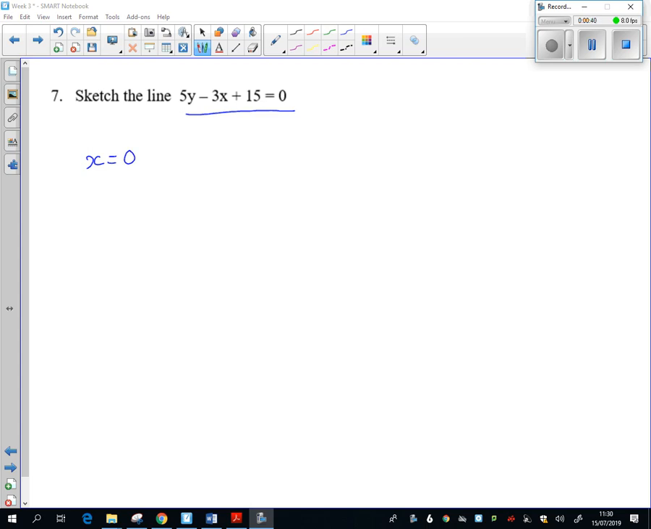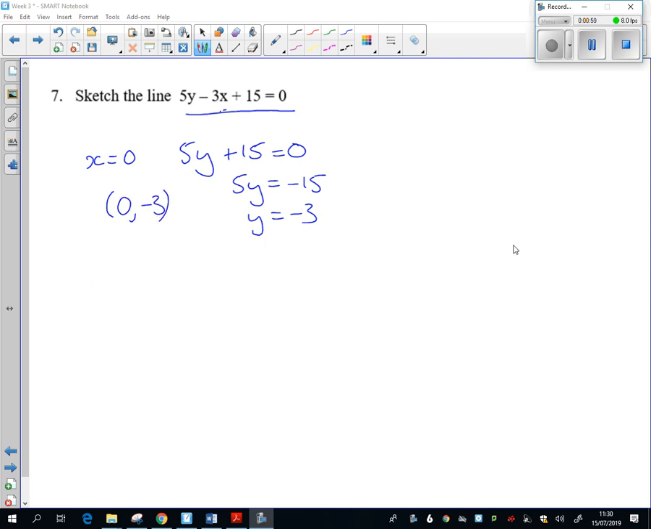So if I start with x being 0, minus 3x would be 0, that becomes 5y plus 15 equals 0. So 5y is minus 15, so y is minus 3. So I've got the coordinate 0, minus 3.